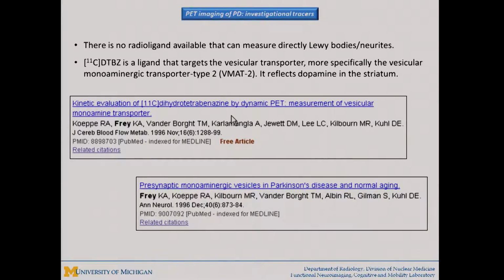We can see the end result of that, and everybody knows the end result, and that is the loss of dopamine. At the University of Michigan, we actually have a dopamine tracer. We invented that dopamine tracer, and that was done by Dr. Kirk Frey here. That tracer is called DTBZ, and it's a very well-established tracer with which we can visualize dopamine in the brain.